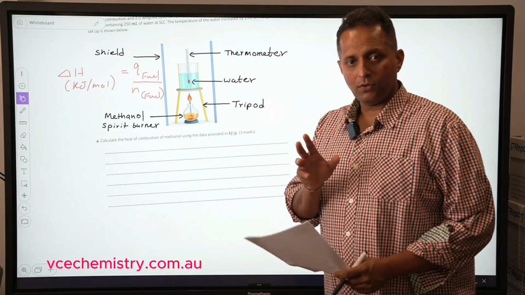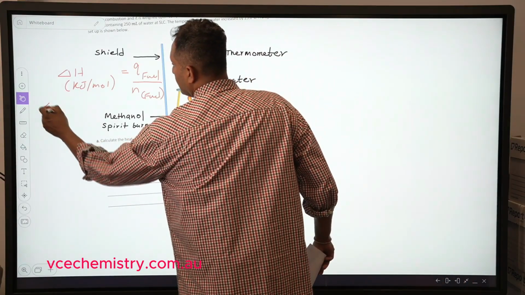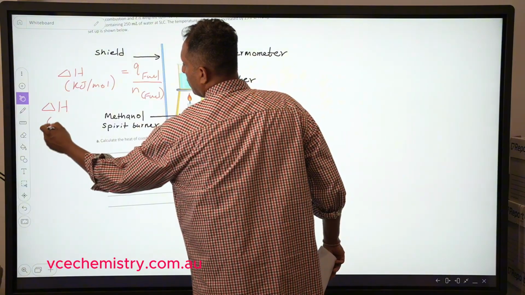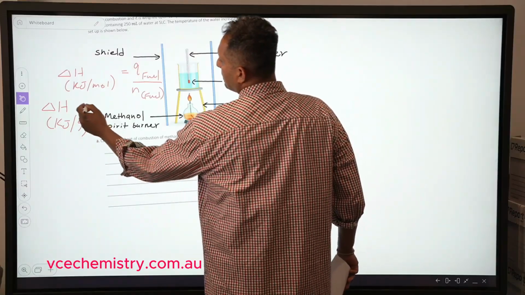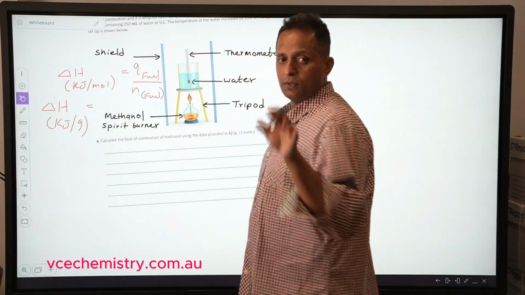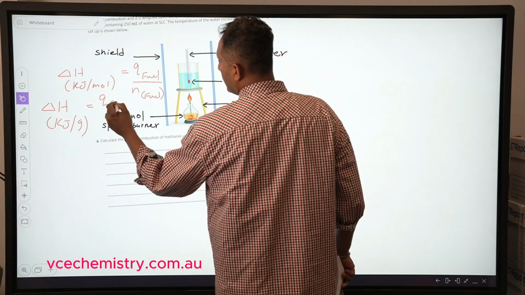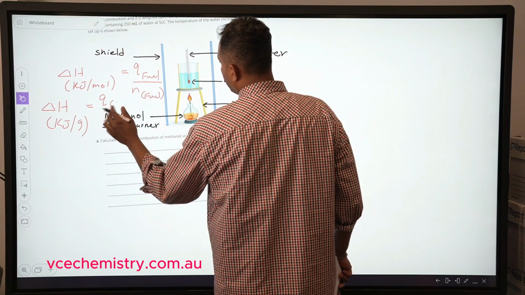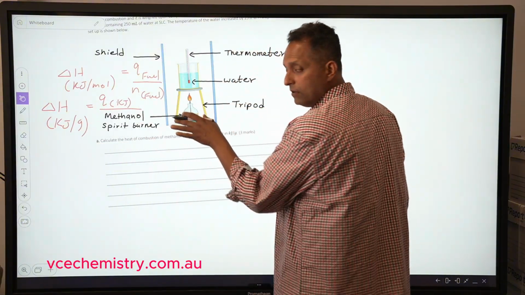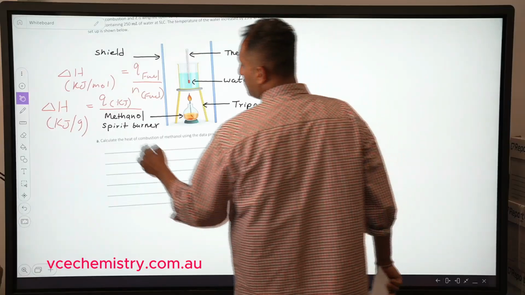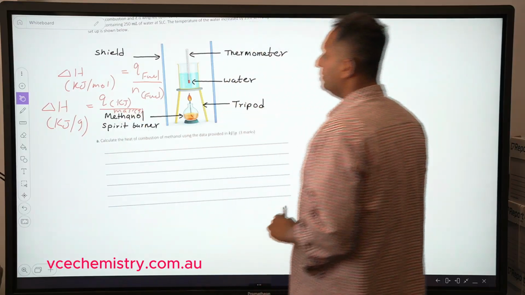So I'm going to show you another equation you could use, just a little bit of a variation of this. To find delta H in kilojoules per gram, you find the Q fuel in kilojoules, divided by not the number of moles, but the mass in grams. Simple. Mass in grams. So that's the equation we are going to use.